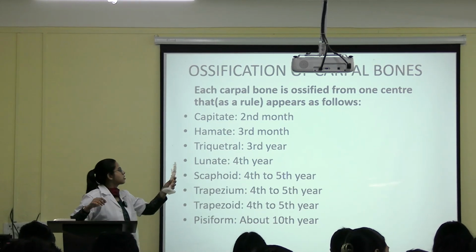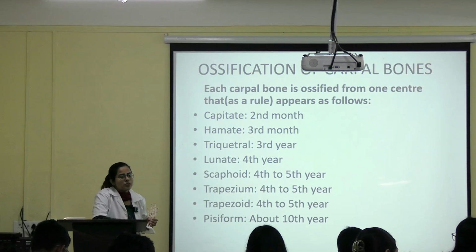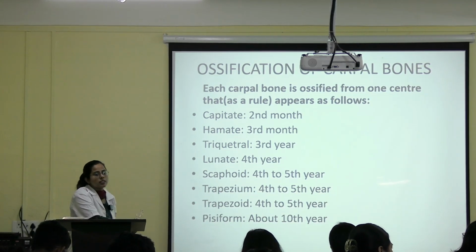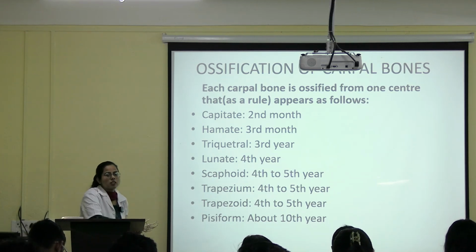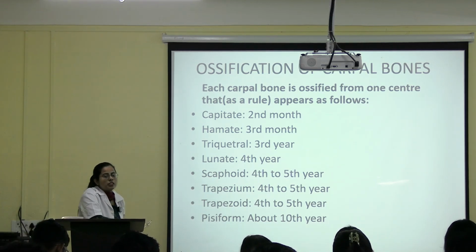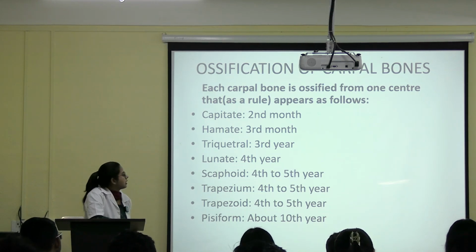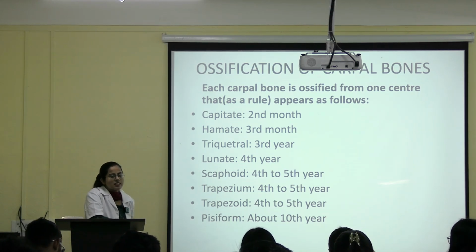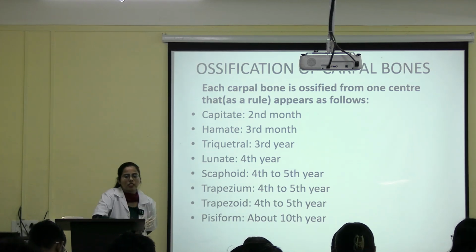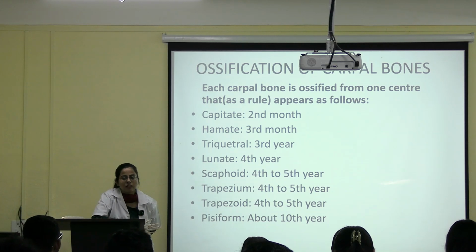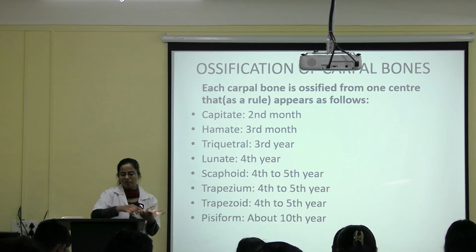Now ossification of carpal bones. These are the carpal bones, how it ossifies. So each carpal bone ossifies from one center. Which is the first bone to ossify? Capitate in second month. Hamate in third month, triquetral in third year, lunate in fourth year, scaphoid, trapezium, trapezoid, this all in fourth to fifth year. And as I said, pisiform is the last bone to ossify, so it ossifies between 10 to 12th year. Which is the last bone to ossify? Pisiform. Age 12 years. Clear?